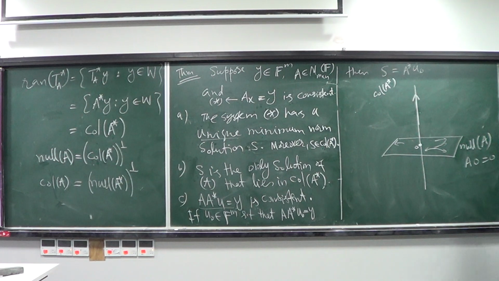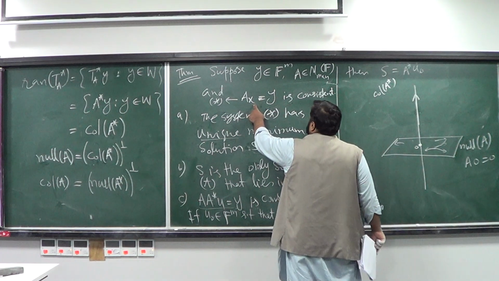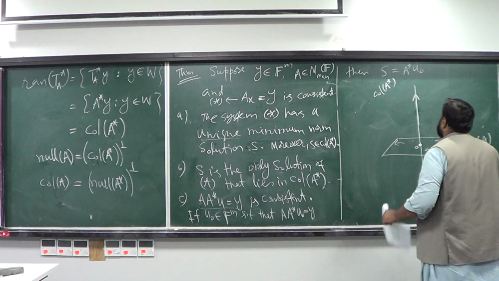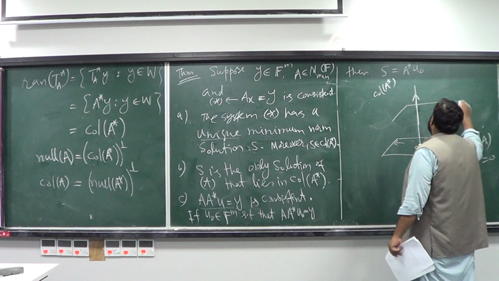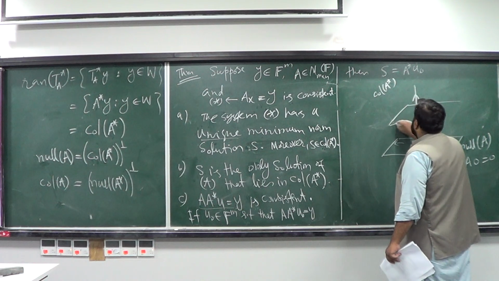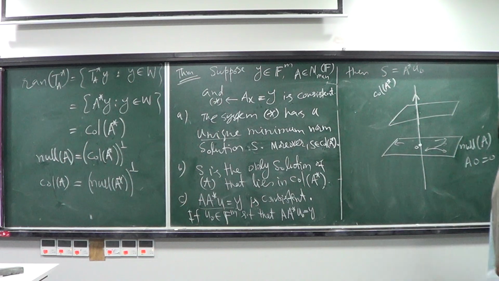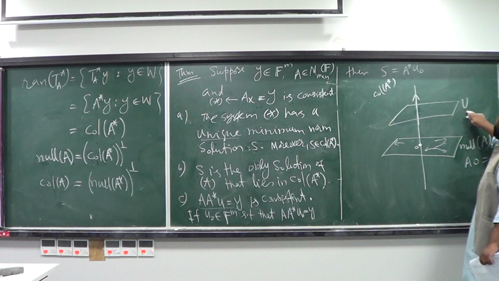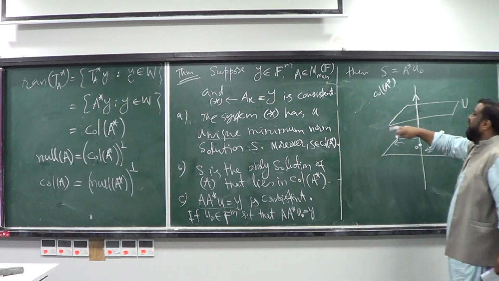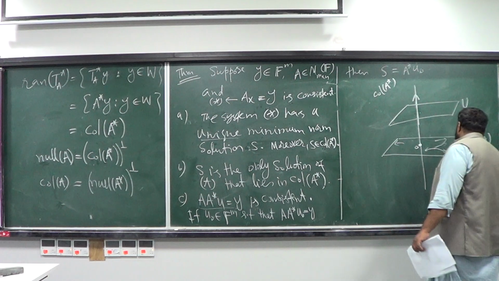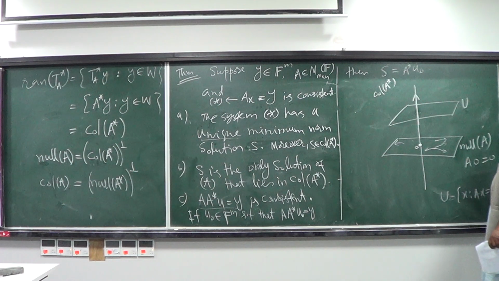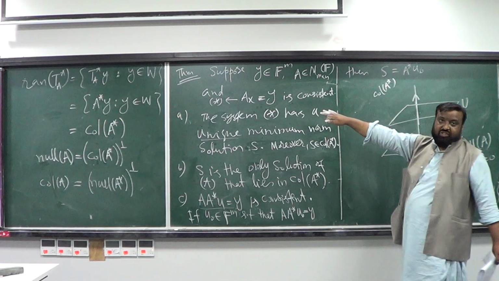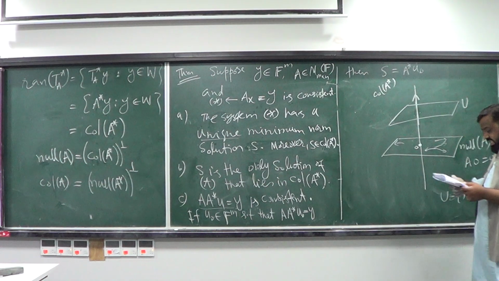Now, where are the solutions of these problems? Ax equal to y. So this theorem tells you that the solutions to this problem lie on a plane actually. Let's call this U. So U is the collection of the solutions of Ax equal to y. In other words, U contains those vectors which satisfy Ax equal to y. Since this system is consistent, there can be lots of solutions actually. Are you getting the point?